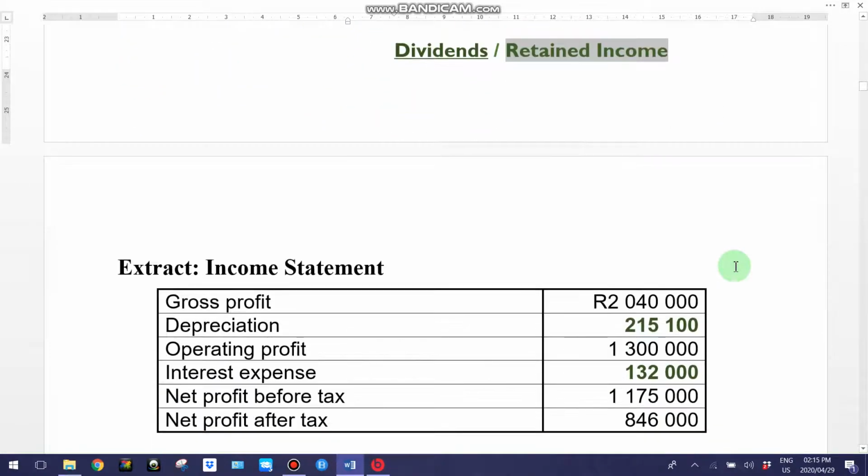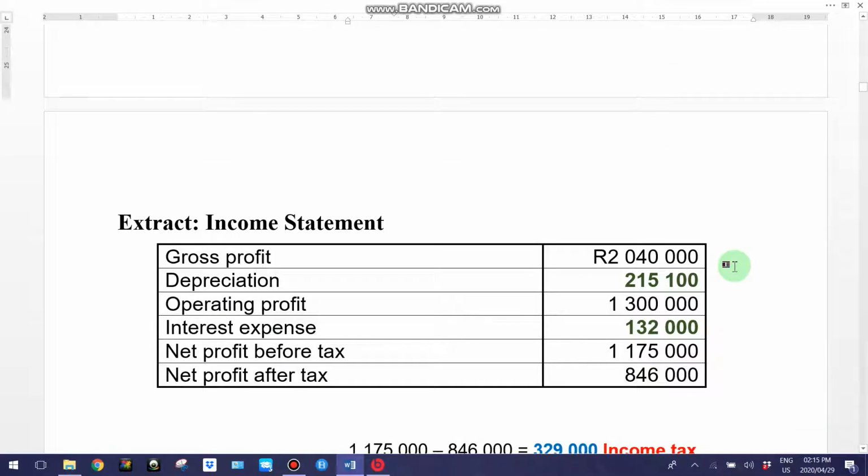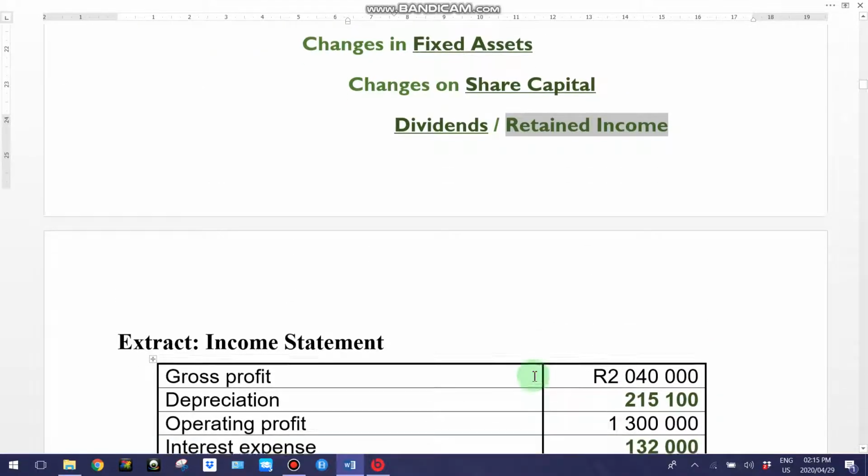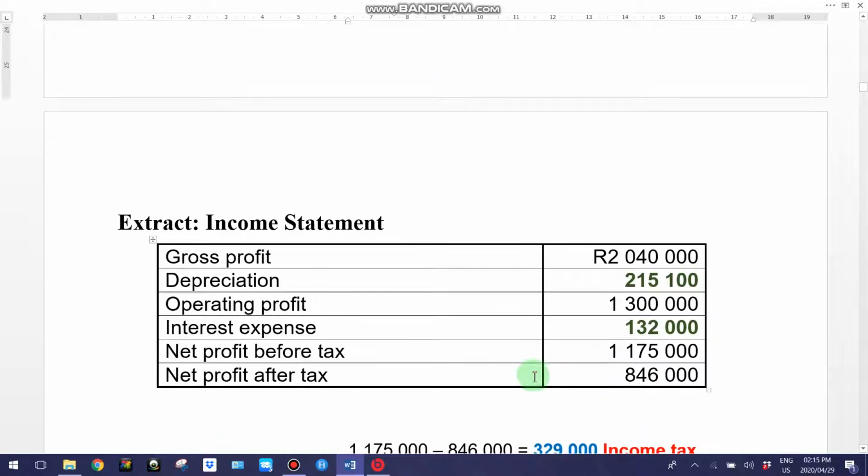So I have an example here. The income statement, this is an extract. This is how it will normally be presented to you. Remember, you do not need the entire income statement. You need a part of it. You need certain important things that you are going to use to complete your cash flow statement. Now I'm going to highlight some of them that you should look at.